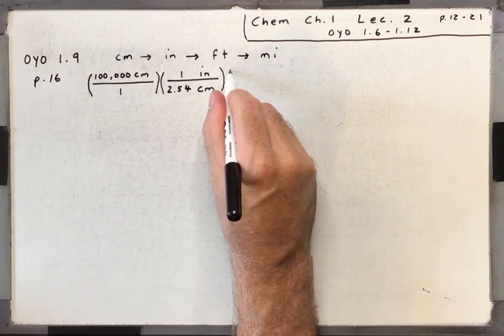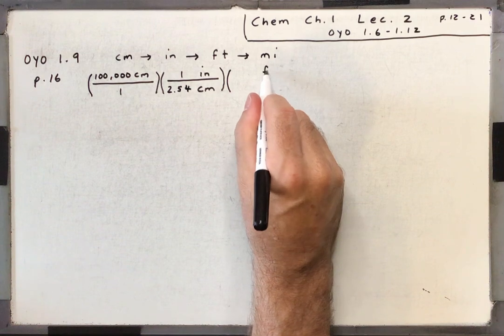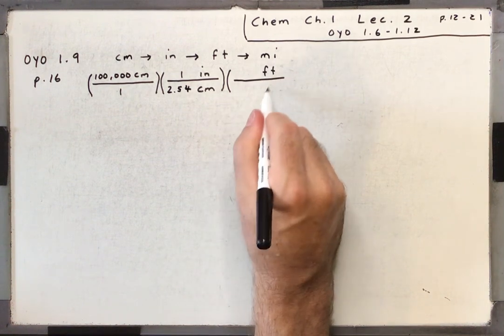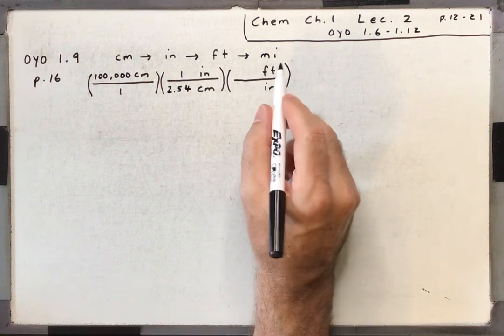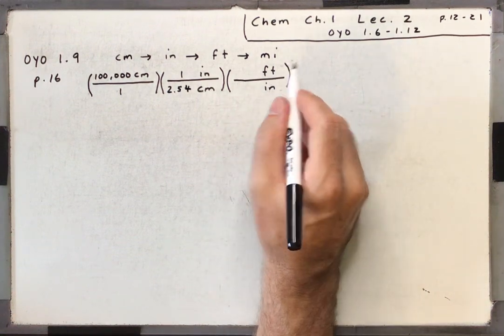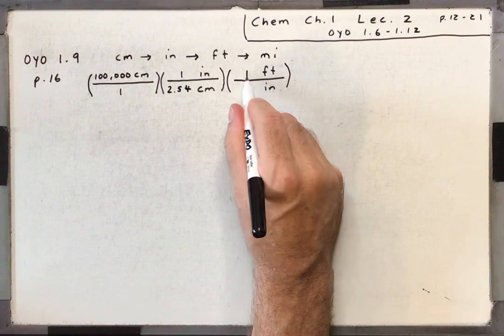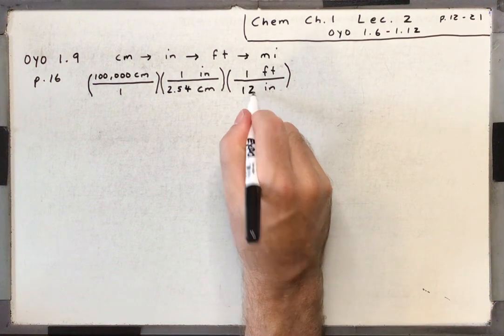We're in inches. Then we want to go to feet. We want to cancel out inches, so we put that on bottom. A foot is bigger, right? So put 1 by the feet, and there's 12 inches in a foot.